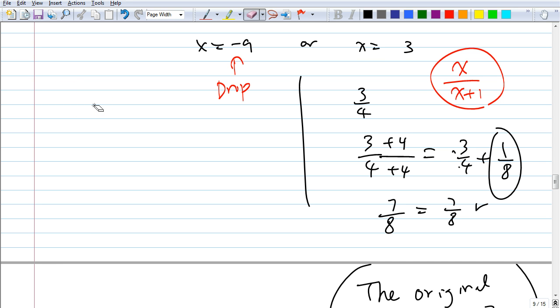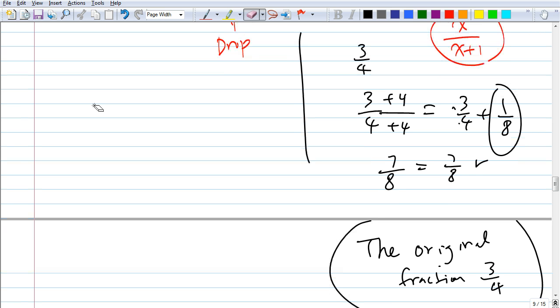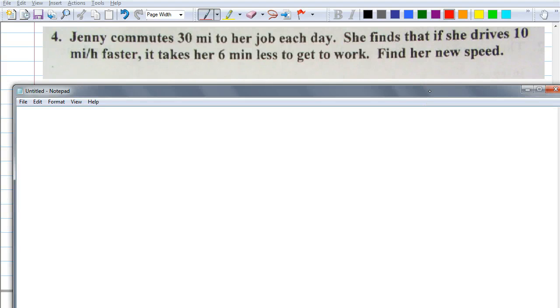So then let's go to example 4. Example 4 is actually the first time we're going to be using 2 variables. Remember we told you during second semester we're going to go from using 1 variable to using 2 variables. So this one is one of those. Let me show you how to do this one. Jenny commutes 30 miles to her job each day. She finds that if she drives 10 miles per hour faster, it takes her 6 minutes less to get to work. Find her new speed.